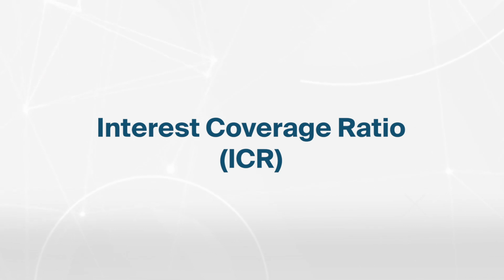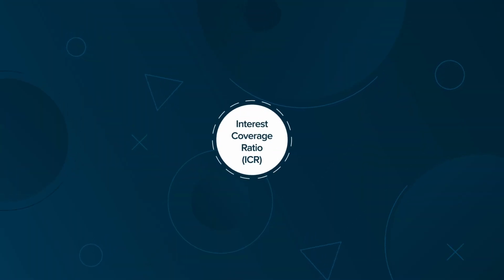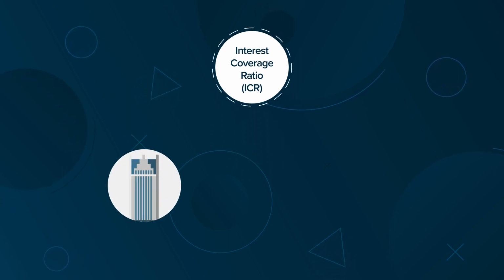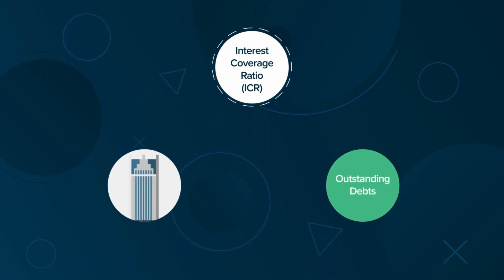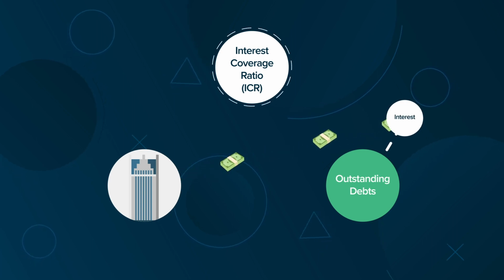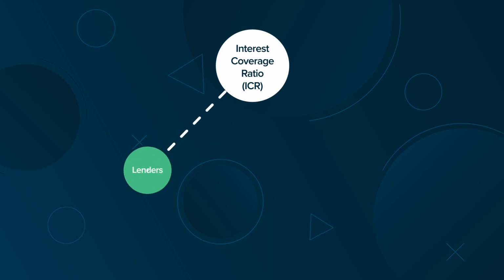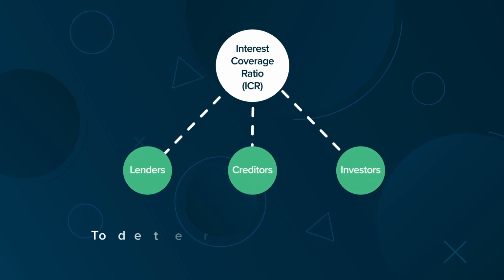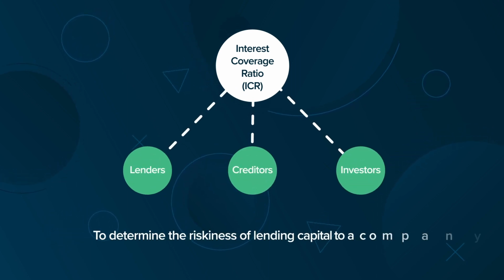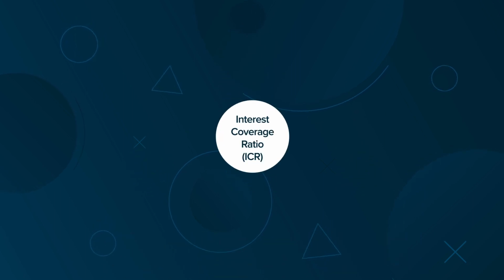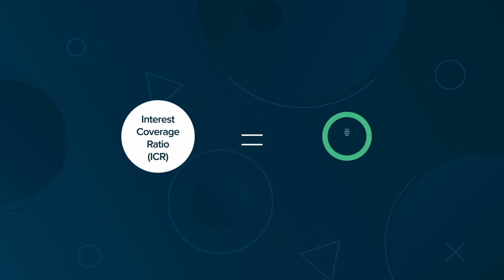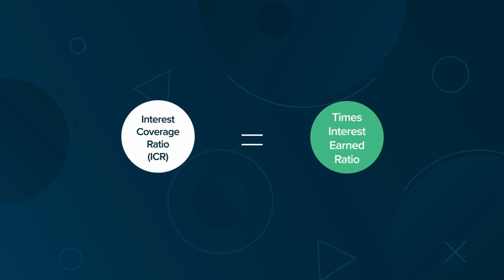In this lesson, we're going to cover the interest coverage ratio, or ICR, a financial ratio that is used to determine how well a company can pay the interest on its outstanding debts. The ICR is commonly used by lenders, creditors, and investors to determine the riskiness of lending capital to a company. The interest coverage ratio is also called the times interest earned ratio.